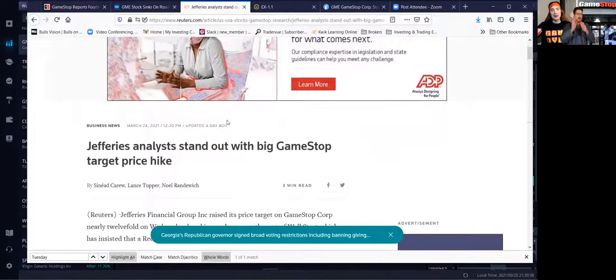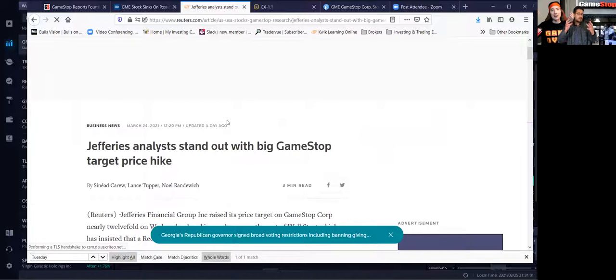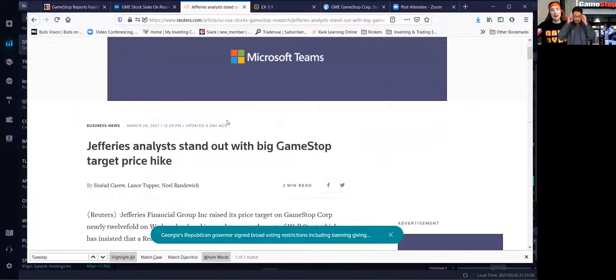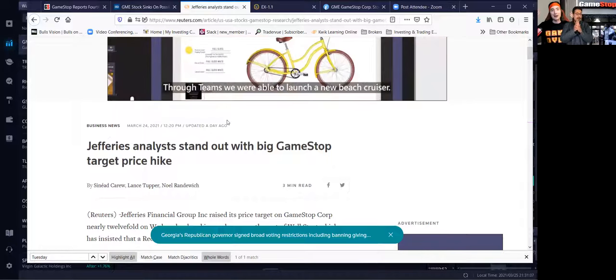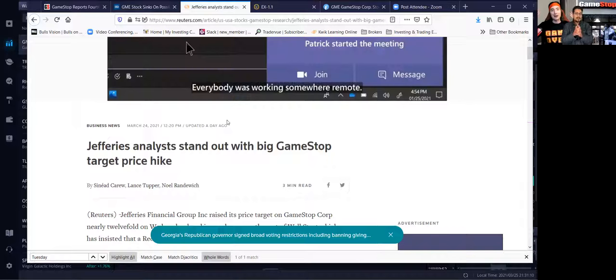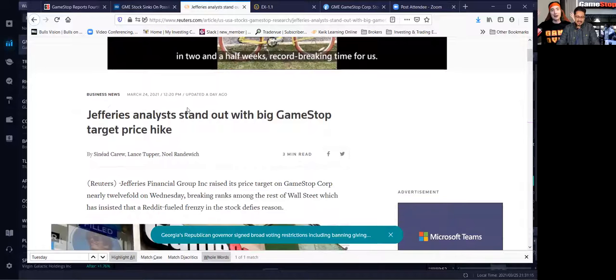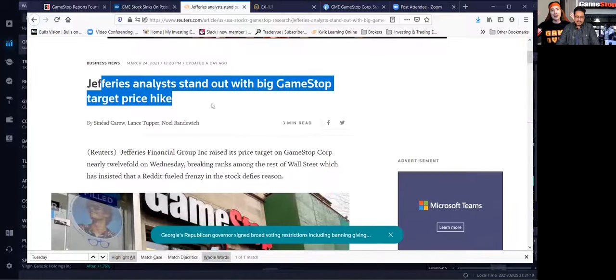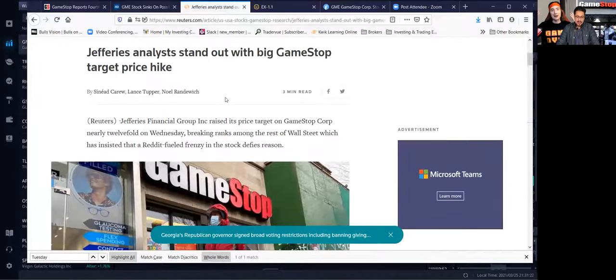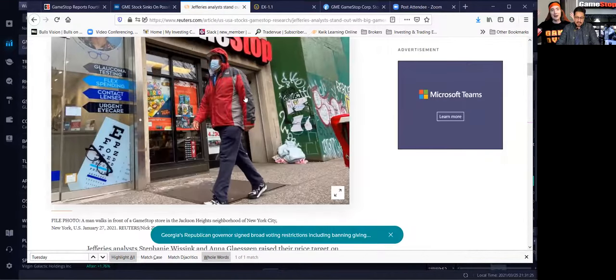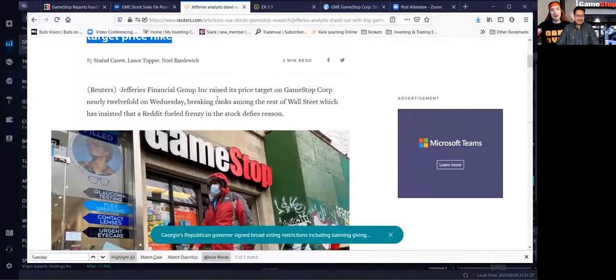This is pretty much what I want to cover because this is very important. This is where things are very tricky, where I believe there is a pump in the works. And I'm going to let you know what kind of news announcement could cause a pump as well. Let me go over first what the Jefferies analyst did. Jefferies analyst stands out with a big GameStop price target hike. This upgrade on GME stock is above all the other consensus from other analysts, and there's a reason why. There's some weird stuff going on behind the scenes that I'm going to mention to you.